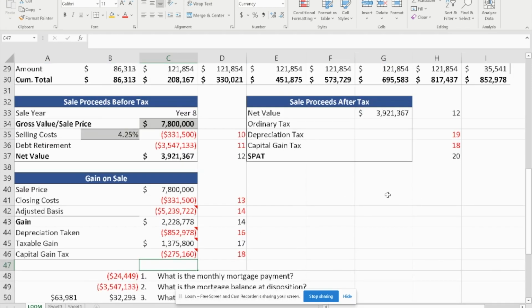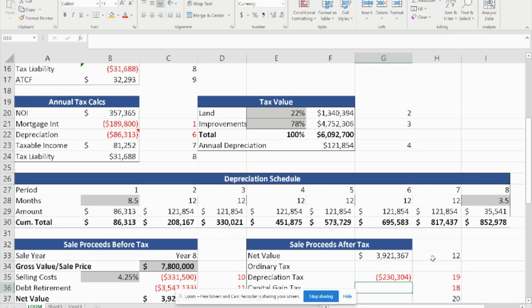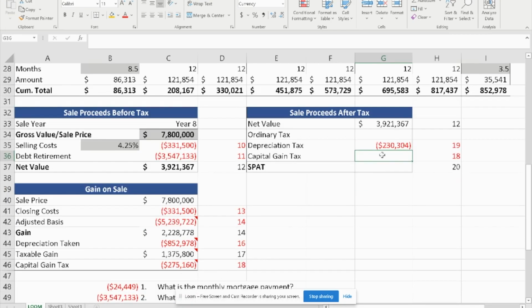Now to wrap up and complete this problem, the sales proceeds after tax. There's no ordinary tax. The depreciation tax is going to be the negative amount of the total depreciation for all the years, times the depreciation tax rate, which is 27%. We should have negative $230,000. We've already calculated the capital gains tax, so we're going to bring that number over, $275,000. And so the sales proceeds after tax is the sum of net value, the depreciation tax, and the capital gains tax. You should have $3.4 million.